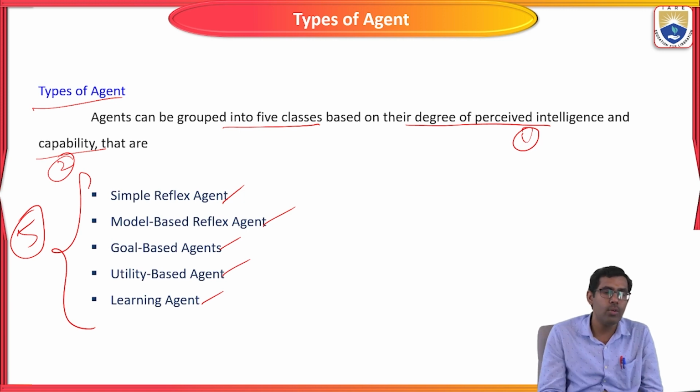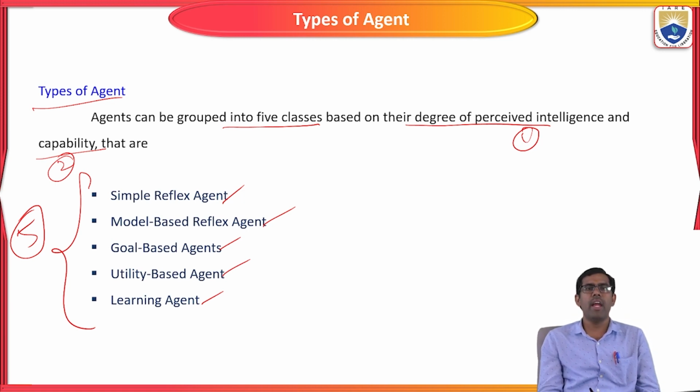The third one is the goal based agent. We have different goals. For example, if you consider an automatic gear car, we are going to give some goal to the particular car to reach some particular place. It will set some goals and it will achieve them. Right, so that is the concept of the goal based agent.